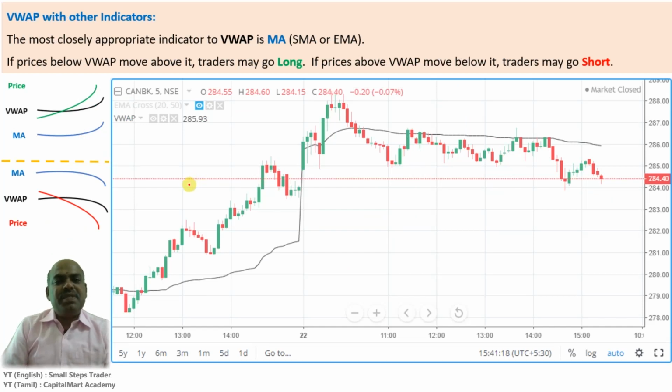This VWAP is something similar to a moving average, whether it is SMA or EMA. While using a simple moving average, if the price from the lower side cuts to the upper side, we will take the long position. Similarly, if the price is trading below the VWAP and cuts from below to the upper side of the VWAP, then you can generate a long position. Similarly, if the price cuts from upper to lower side, you can generate the short position.